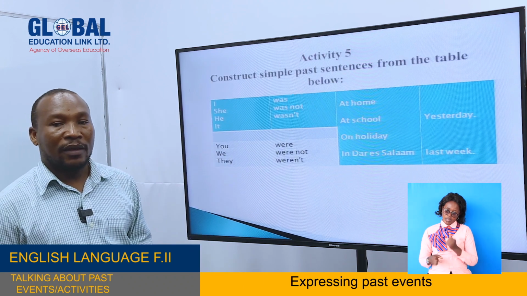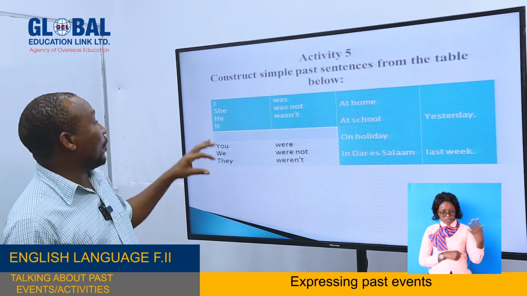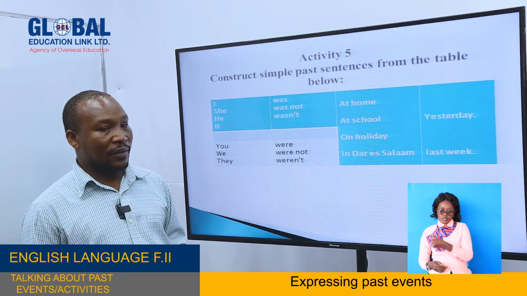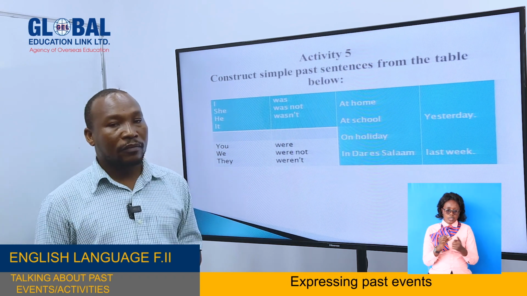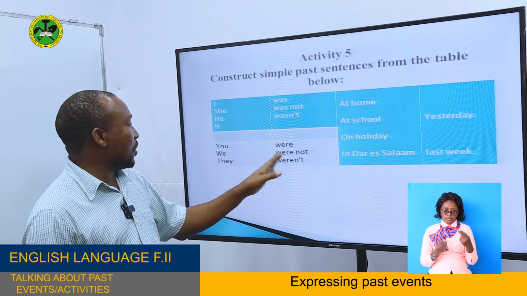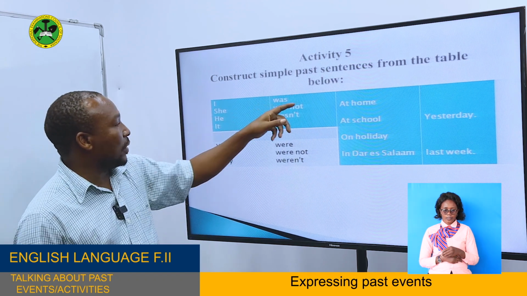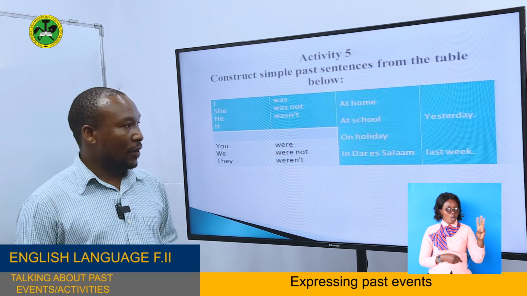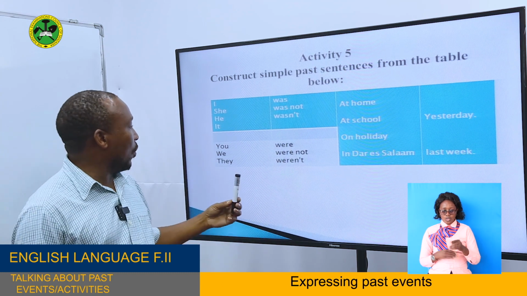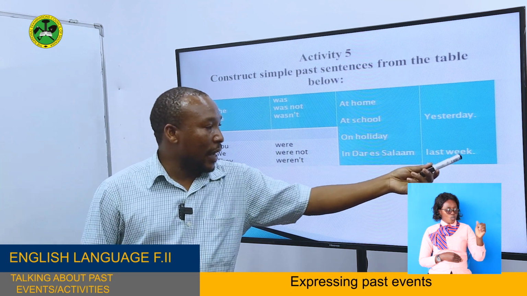Dear students, we have activity 5, in which you have a table and we have columns. We are going to construct some sentences using the words in the table. And we have the boundary here, that these words do not share except this part. For example, I was at home last week. Or she wasn't at school yesterday. Or it can be, it was in Dar es Salaam last week.